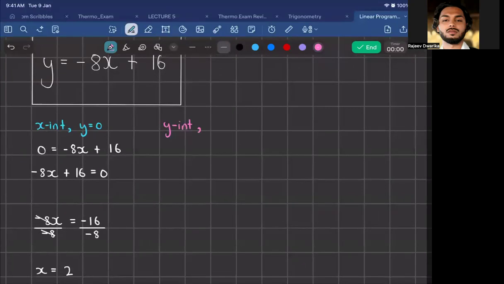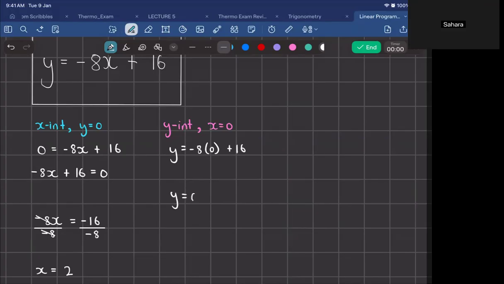At the y-intercept, what do we know? X is equal to 0. All right, we know that x is equal to 0. So I'll write y is equal to minus 8 by 0 plus 16. What is minus 8 by 0? 0, so we'll just end up with 16, correct?